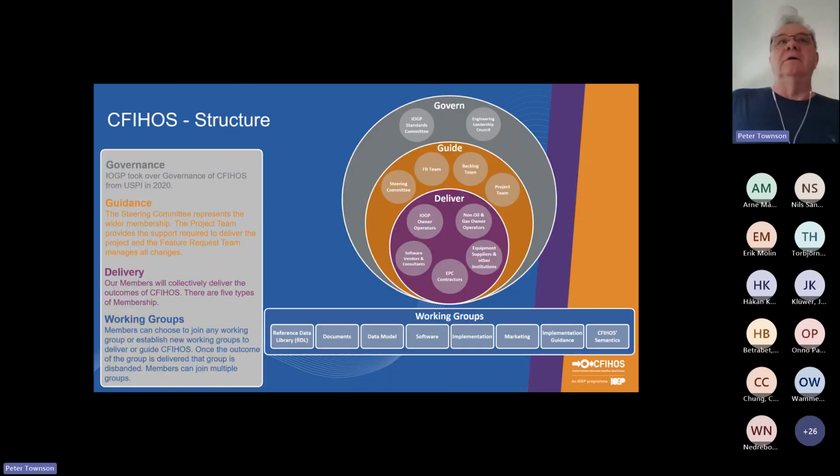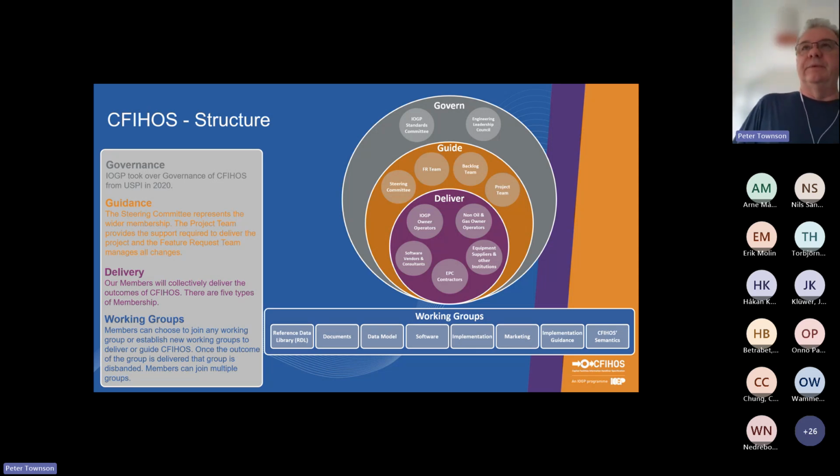Okay, a little bit about the governance of CFIHOS. CFIHOS is not a hierarchical organization. We've come up with this onion model to sort of try and represent how we're organized. So on the outer level there, we've got governance, and that governance is not really a day-to-day governance. It's actually just basically a reporting out back to IOGP through the IOGP Standards Committee and the Engineering Leadership Council.